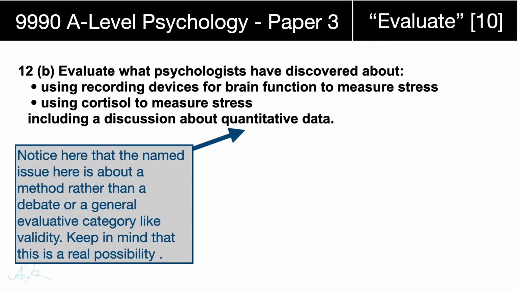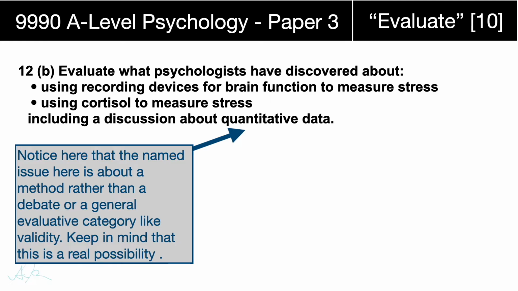Okay, evaluation. This will be the same question as A, but the word describe has been replaced with evaluate, and there will be a named issue at the end. Now, notice here that the named issue is not an issue in debate. It's not a typical evaluative point. It's a method. And so you have to expect that it could be nature-nurture, it could be generalizability, or it could be something like, for example, the use of experiments or the use of qualitative data.